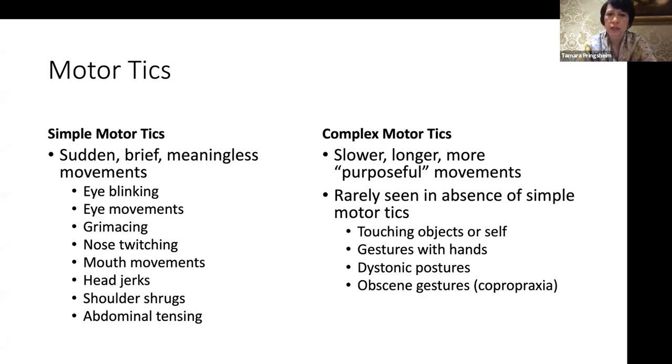A complex motor tic is slower, it takes longer to perform, and it may seem more purposeful. We rarely see these in the absence of simple motor tics. So it could be touching an object in a certain way, having to even out, touch something on one side and then the other side. It could be a gesture used with the hand. It could be a pattern of movement. Sometimes we'll see people make twisting postures of their body. And then when people make obscene gestures, we call this copropraxia.